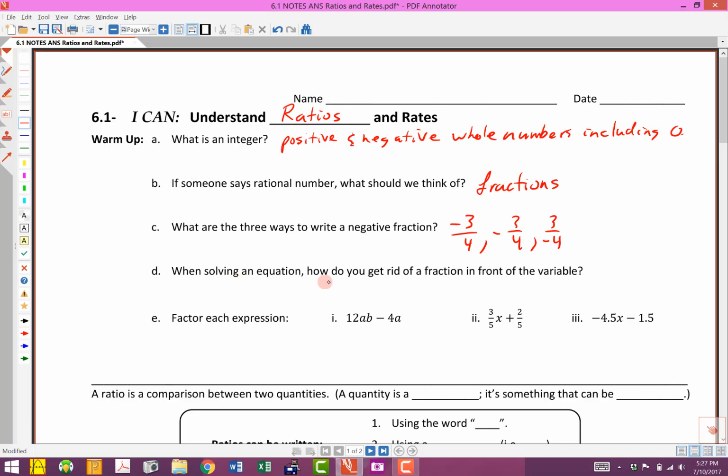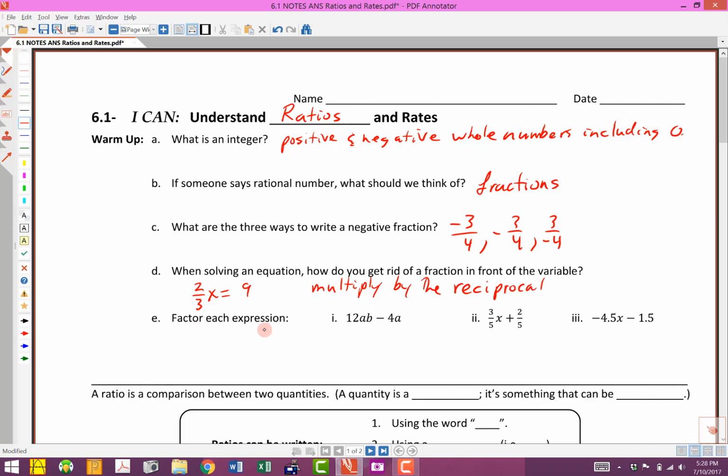And then when solving an equation, how do you get rid of a fraction in front of the variable? Let's say we're solving something like 2/3 x equals 9. Well, remember, we multiply by the reciprocal, so I'm going to go ahead and write that. Multiply by the reciprocal. There's another interesting word there, reciprocal. We use that quite a bit in math. Make sure you know what people are talking about when they say reciprocal.